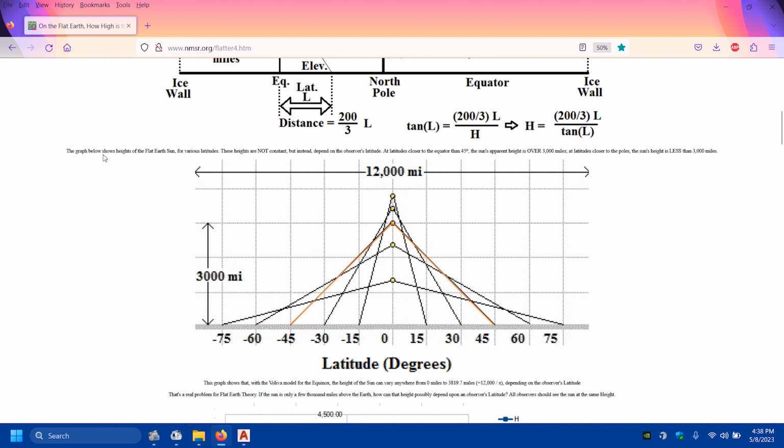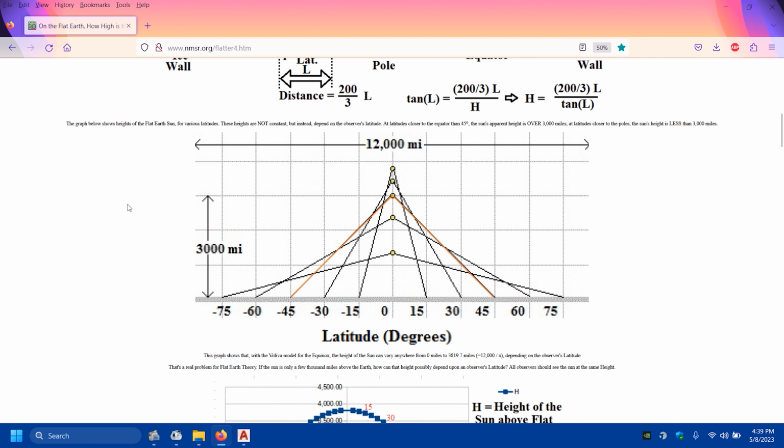So the graph below shows heights of the flat Earth sun for various latitudes. The heights are not consistent or constant, but instead depend on observer latitude. At latitudes closer to the equator than 45, the sun apparent height is over 3,000 miles. At latitudes closer to the poles, the sun height is less than 3,000.